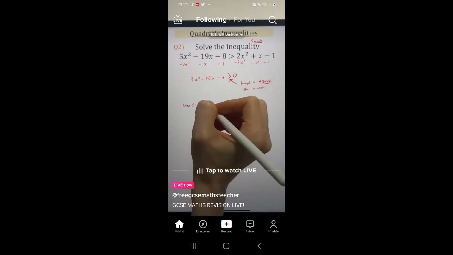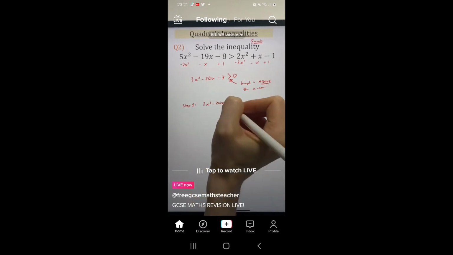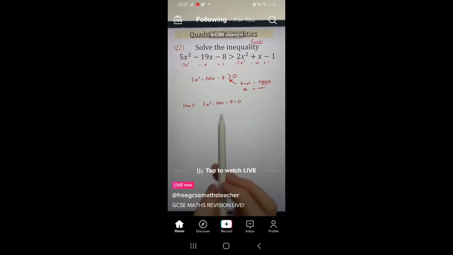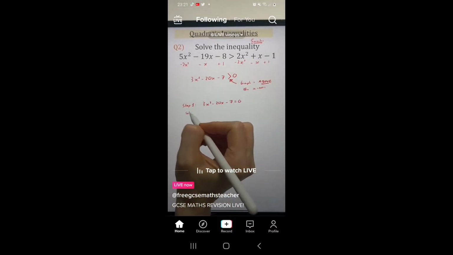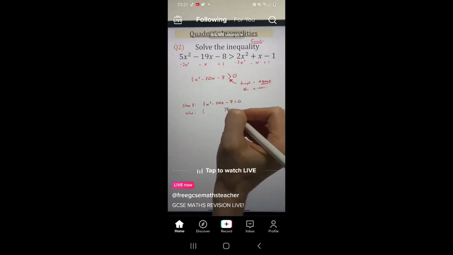is I put my quadratic equal to 0 and I solve for x. It was worth 5 marks, so quite tricky. You could use the quadratic formula, you could factorize, or complete the square. It's entirely up to you. I'm going to factorize it quite quickly.